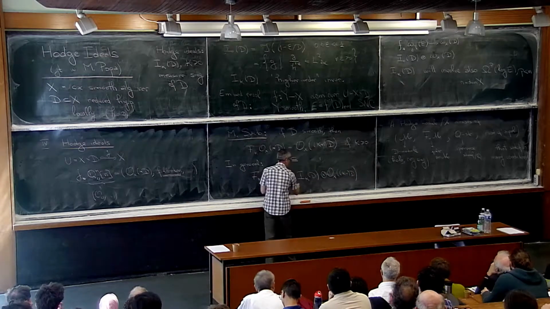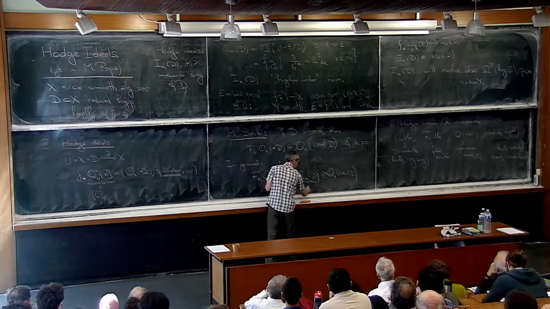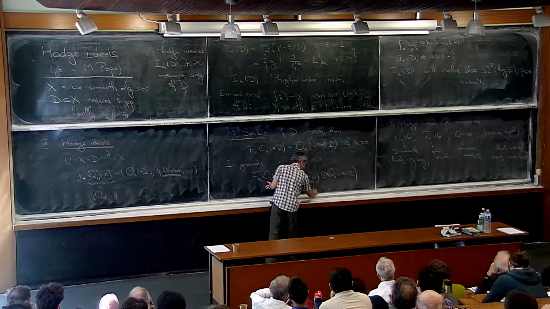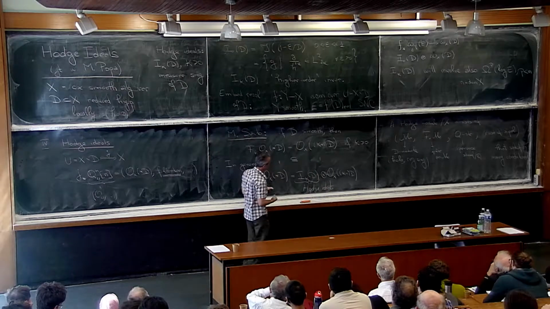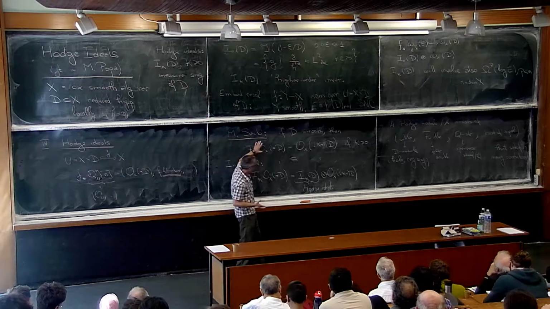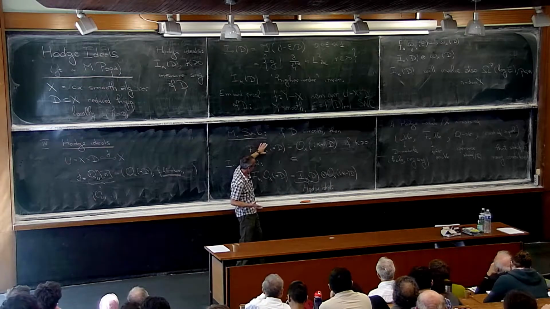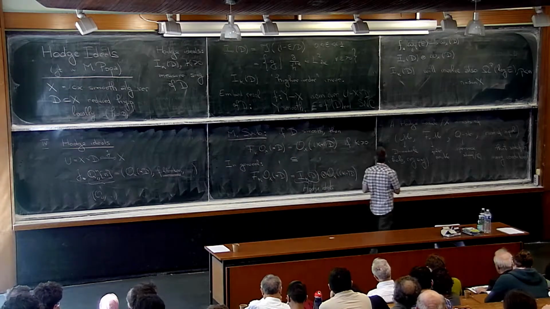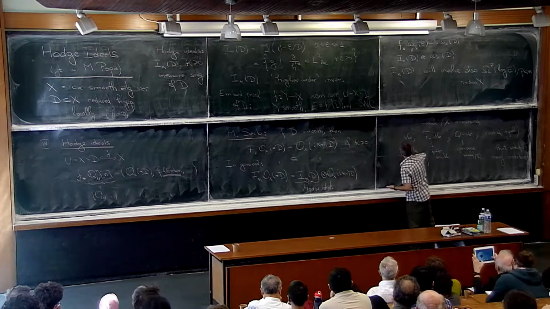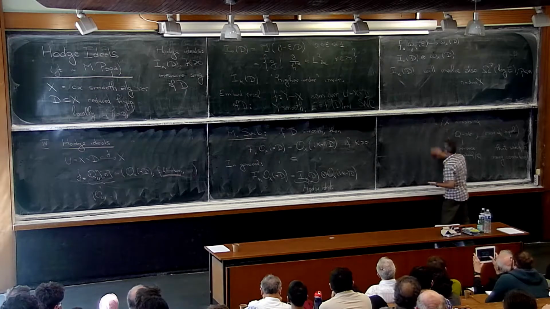All right, so these are the Hodge ideals. So again, they really come from comparing the filtration that you have on this D-module with the polar filtration. And Saito proved that the first one is, in fact, the multiplier ideal.